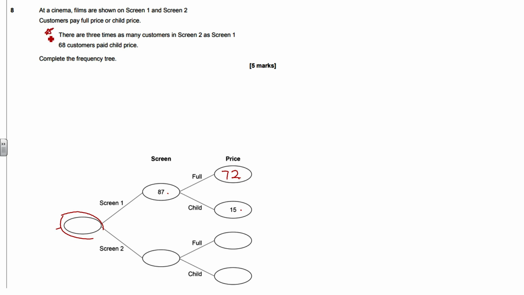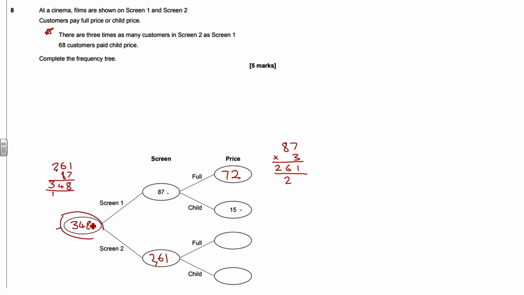3 times as many people went to screen 2 as screen 1. So 87 multiplied by 3 is going to give me 7 times 3 is 21, 8 times 3 is 24, plus 2 is 26. So I've got 261 people that went to screen 2. So I can fill out that box now. So let's say 261 plus 87 gives me 8, 14, and then 2 and the 1 is 3. So 348 people went to the cinema altogether.